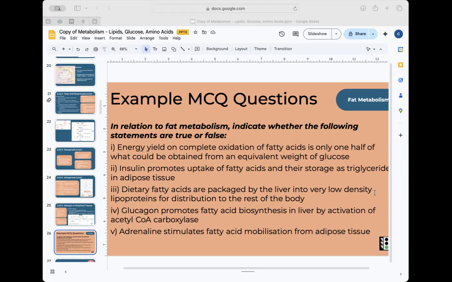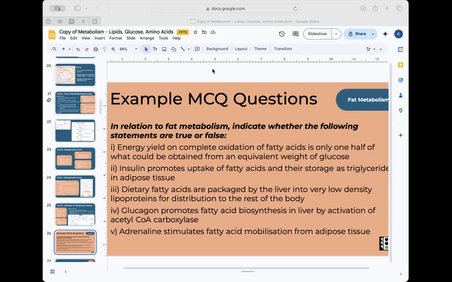Perfect. Adrenaline activates hormone sensitive lipase via PKA to trigger TAG breakdown, and then that releases NEFAs into the circulation for use by other tissues. Cool. Okay, so that is lipid metabolism done and dusted.